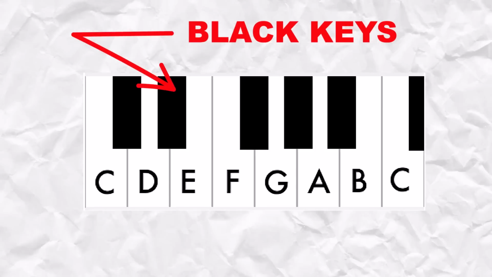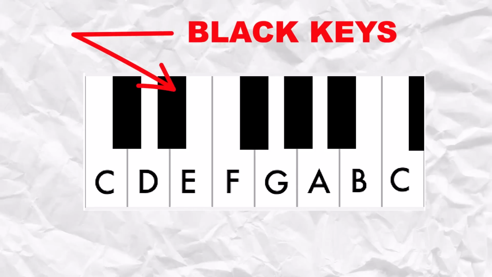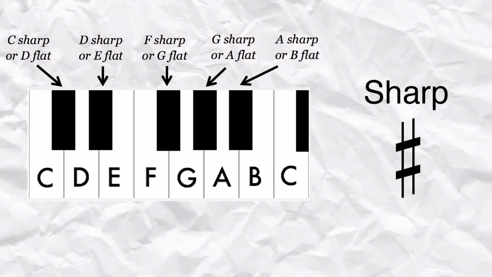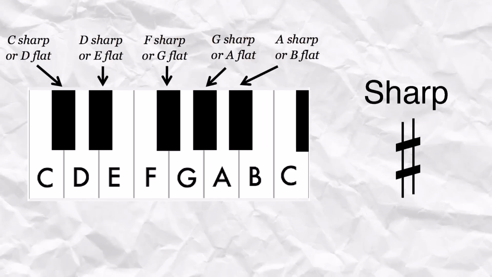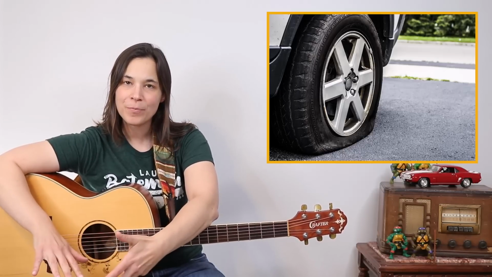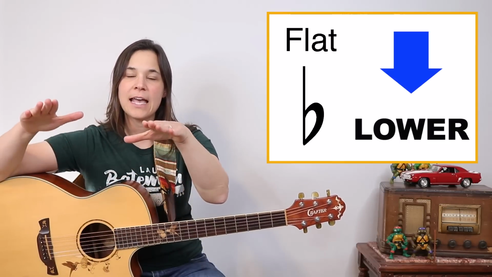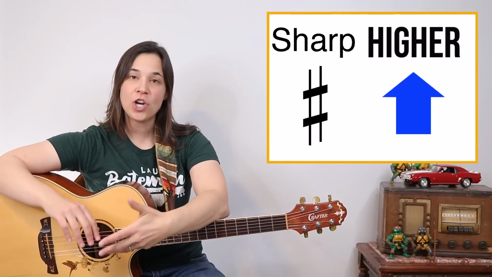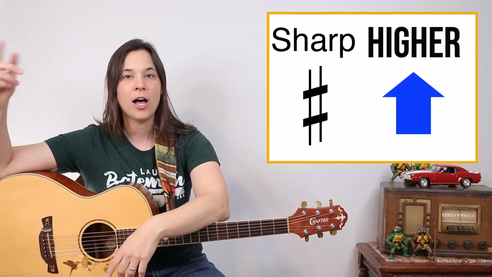Now, on the piano, there's also black keys, all right? And those will either be sharps, which look like a hashtag, okay, or flats, which look like a little B, all right? And the way you can remember the difference is think of a flat tire, okay? So flat tire, things get lower, and sharp means things move higher.